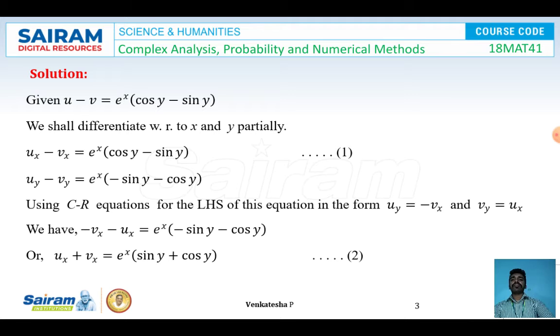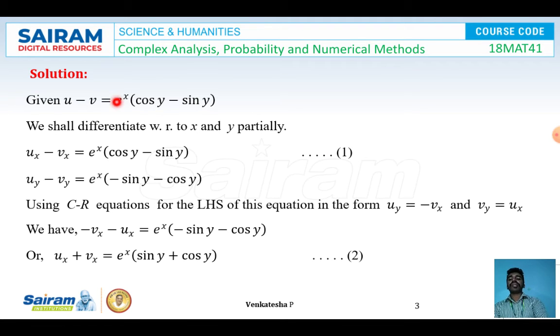So first take the given equation u - v = e^x (cos y - sin y). The first step, I am going to differentiate the above expression with respect to x partially, treating y constant. So if I differentiate this equation, I'll be getting ∂u/∂x - ∂v/∂x, since u and v are functions of x and y. Now I'm keeping cos y - sin y as a constant. Differentiating e^x, I got e^x only. So I got the expression u_x - v_x = e^x (cos y - sin y). I'll be calling this equation number 1.